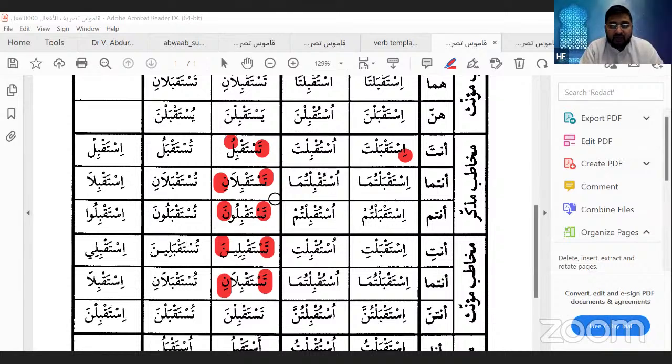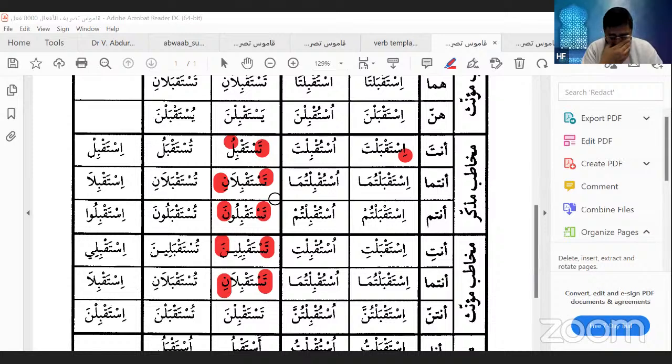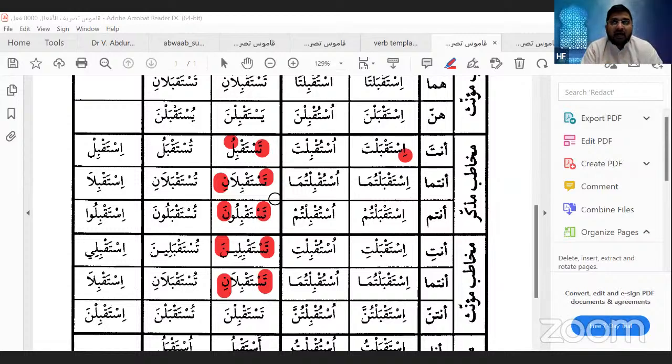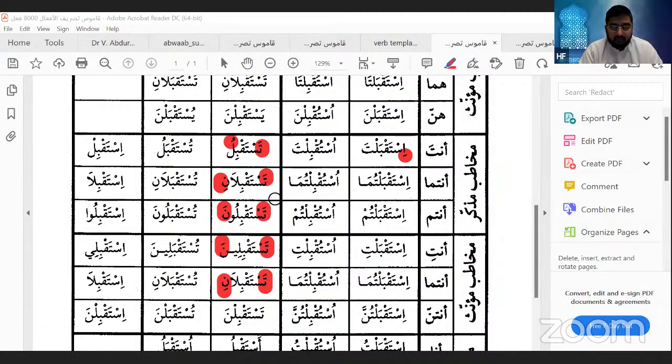What will be the imperative? Istadhara. So we have to drop the ta and put alif with a kasra, and the lam will be sakin. So it will be istadhir. The ha has a kasra. Istadhir, istadhira, istadhiru, istadhiri, istadhira, istadhirna. Excellent.